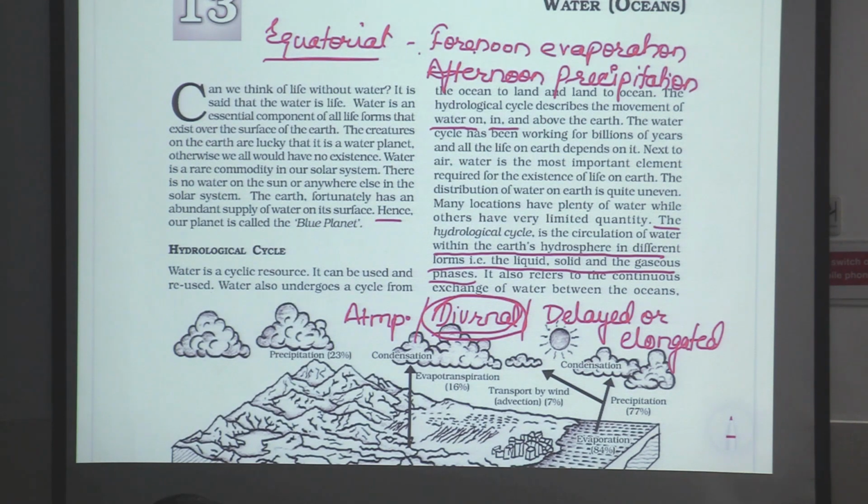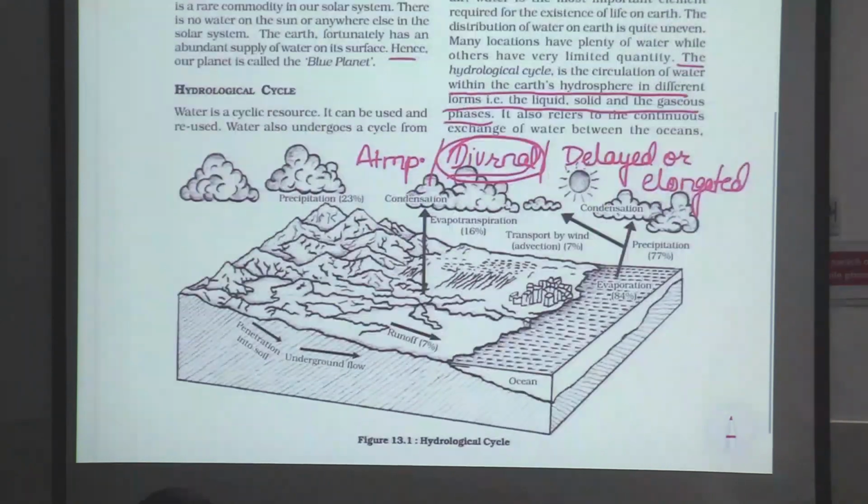And what is meant by delayed or elongated hydrological cycle? For this, I want you to see this NCERT image first.